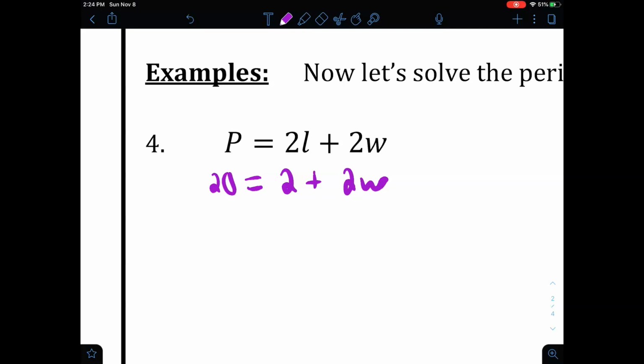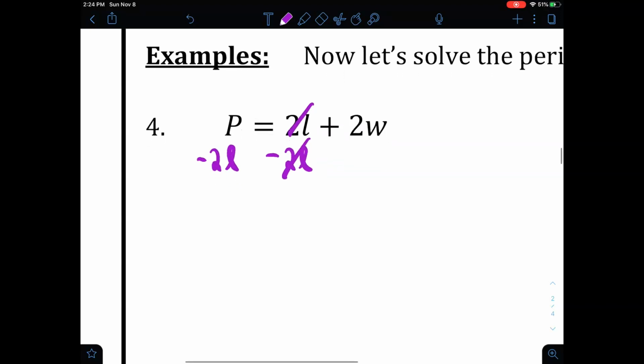If I want to solve for W, what would be the first step? I would subtract 2, right? So we're going to do the same thing here. Even though it's not a nice number, we want to get 2W by itself like we would if we were solving an equation. We still take care of addition and subtraction first, and then multiplication and division. We're going to subtract 2L from both sides. Okay, and that's a legal thing to do.